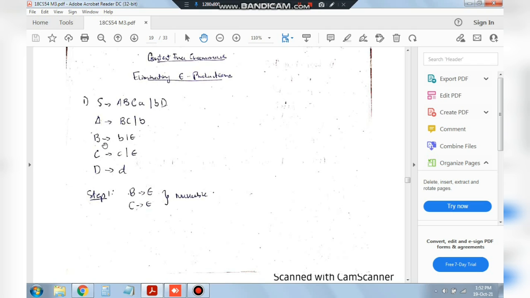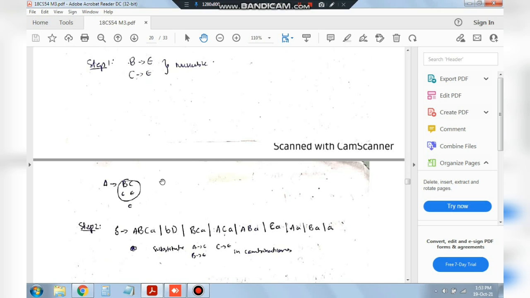are leading to epsilon. Like in this example you can see directly B is reaching to epsilon as well as C is reaching to epsilon. So B to epsilon and C to epsilon are nullable. Also, as you can see, A is reaching to B and C, both are nullable, therefore A is also nullable. Because both of these are nullable, it makes A nullable as well.